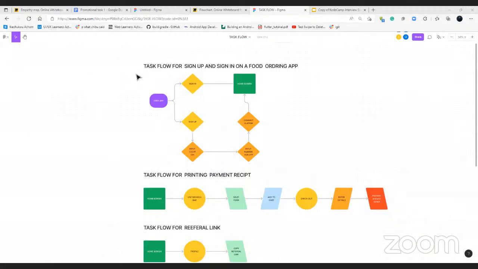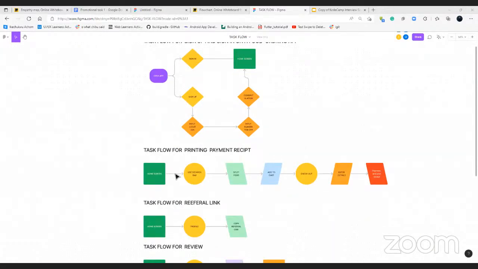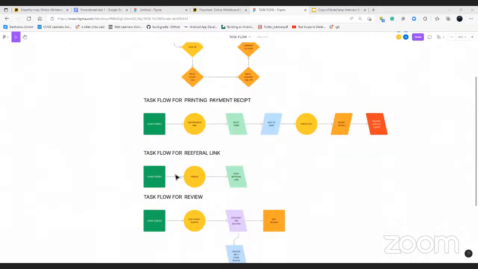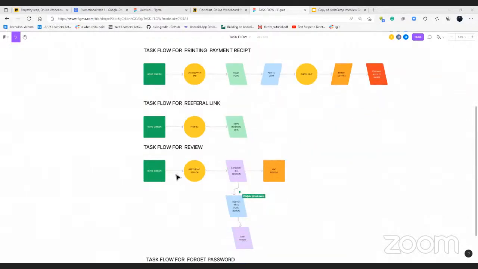Okay, now you have a task flow for printing, payment, receipts. Interesting. You have a task flow for referral link. Task flow for review. How many persons are on this board? Did 2 people do one task, or did somebody help somebody? I'm wondering why 2 persons are on this board. That's interesting.